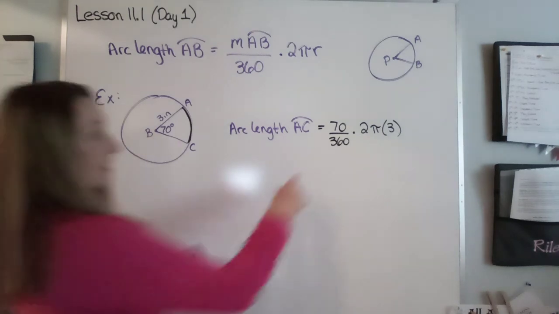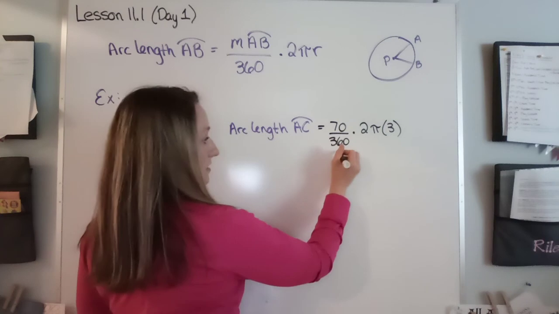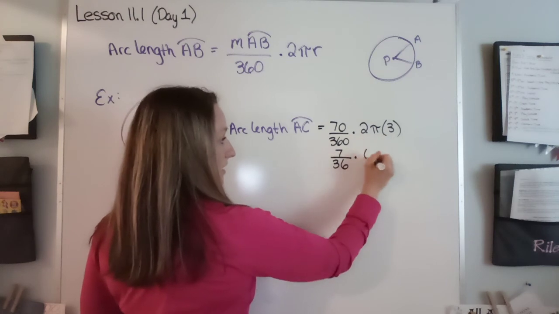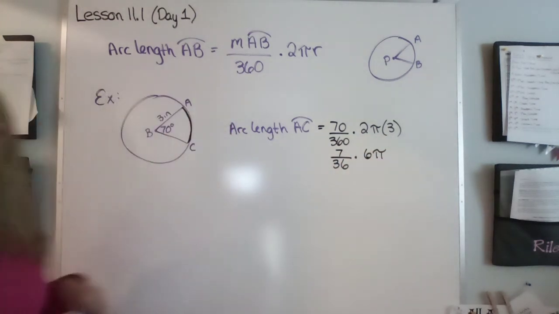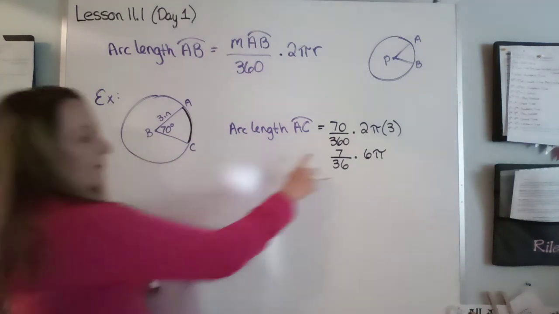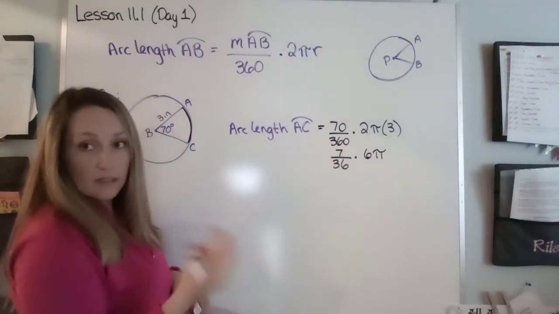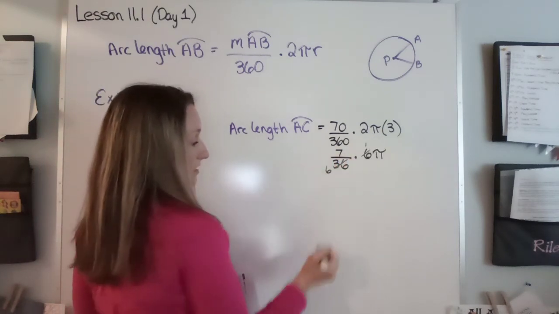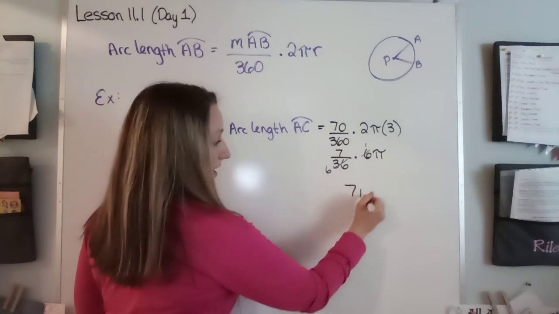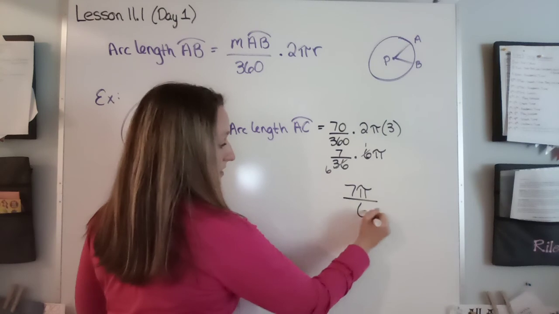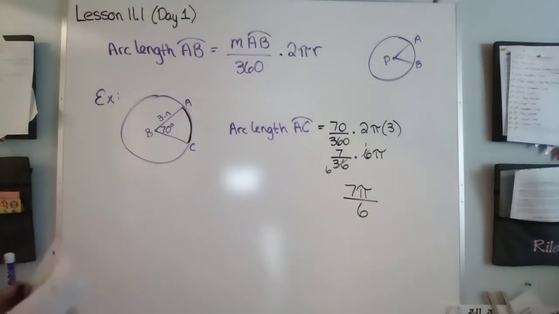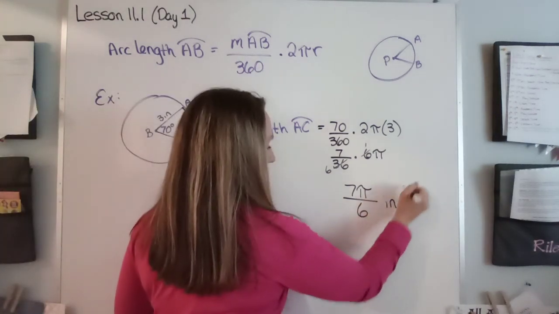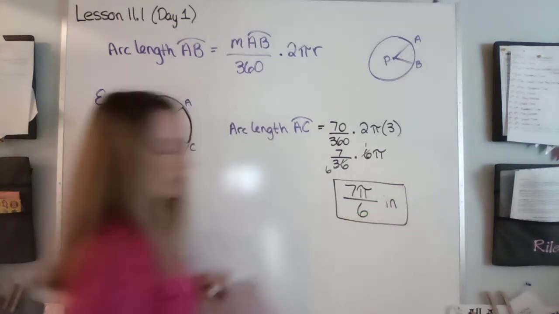I'm going to simplify 70 over 360, just knock off the zeros and make it 7 over 36. Times, multiply the 2 and the 3 together to get 6 pi. Now you could multiply the 7 and the 6 together and make one fraction, or I like to cross simplify, make the numbers easier to work with. So 6 goes into 6 once, 6 goes into 36 6 times. So now I'm left with 7 pi in the numerator over 6 in the denominator. All right, and my units is inches. And that would be your answer.